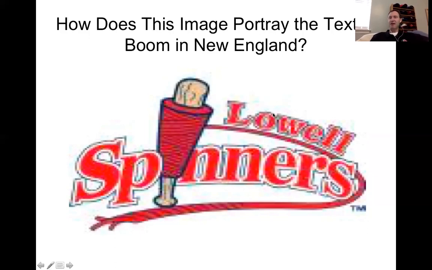For those of you that like minor league baseball, as you can see behind me, I actually collect minor league baseball hats. This is the mascot of the Lowell, Massachusetts team, and they're called the Lowell Spinners. If you ever go up to Lowell, it's about 90 minutes, I would say, north of Boston, give or take, depending on traffic.